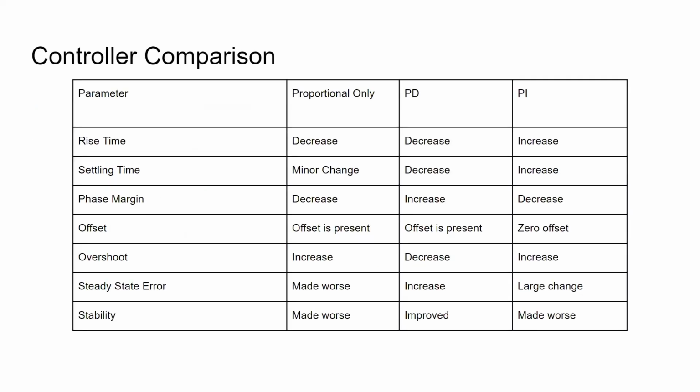So if we compare the controllers, you can see that the PI controller is better because the rise time increased, settling time increased, phase margin decreased, and the overshoot was almost even. So when the overshoot increases, that means it can get to the steady state faster. So I think it was better than the other ones.